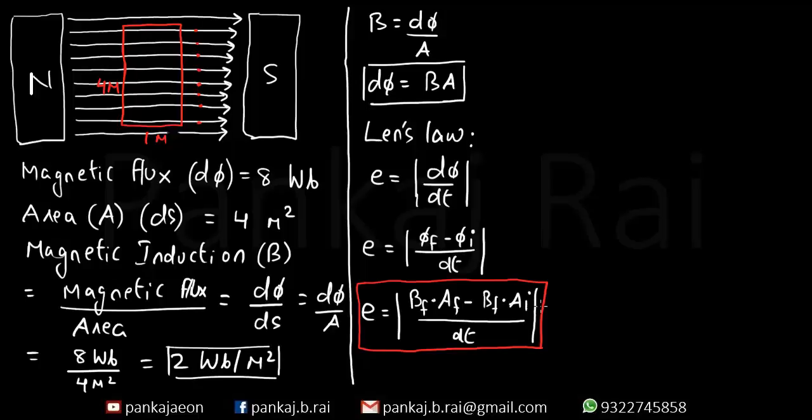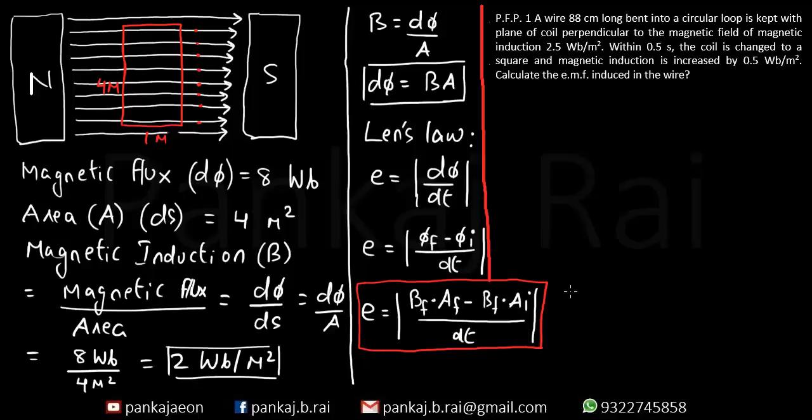Now let us move ahead and look at the types of numericals which are asked on this topic. This is the first problem for practice. It says that there is a wire which is 88 centimeter long. So I can say that the length of the wire is 88 centimeter. What's next? Now it is bent into a circular loop, and it is kept in a plane of a coil perpendicular to the magnetic field. I told you that the coil is always kept perpendicular to the magnetic field, and the induction of the field is 2.5 Weber per meter square.